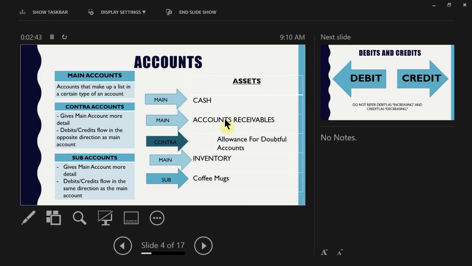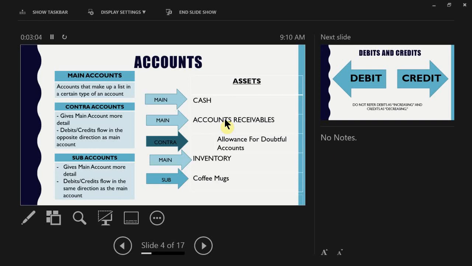But when you break it down, it's going to have things like, what is accounting? What are the aspects of accounting? What are the areas of accounting? What type of business activities, right? So essentially, a sub account just gives more detail to the main account, and they typically flow in the same direction. And it will make sense when I talk about the accounting model.